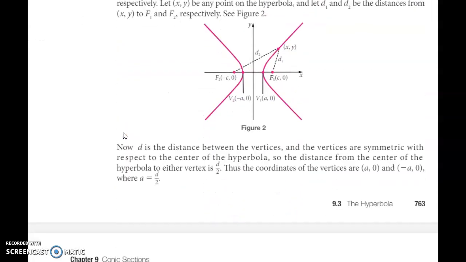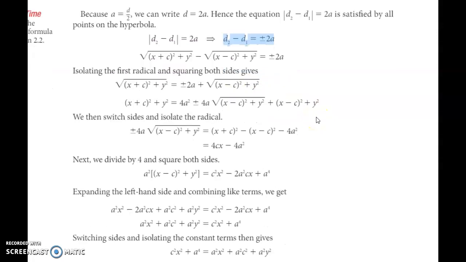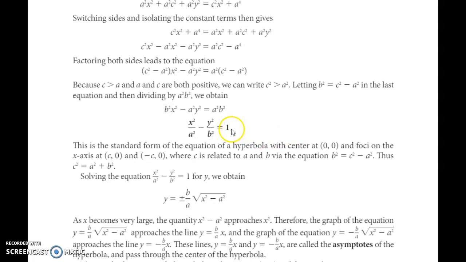In this case, on the next page, they're deriving the equation for the hyperbola. They actually subtract the two, and they come out with plus or minus 2a, and that again is constant. Then they go through the derivation, and we come up with the standard form of the equation of a hyperbola with the center at 0, 0.